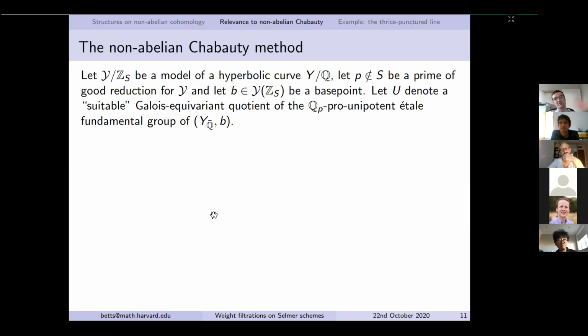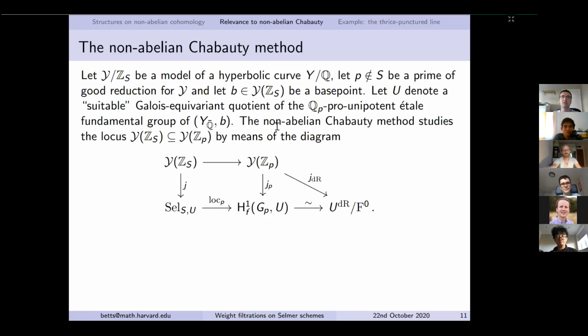So to begin with, I just want to very quickly recall what's going on in non-abelian Chabauty, though undoubtedly absolutely everyone here is an expert. So let's suppose we have an S-integral model of a hyperbolic curve. We pick a suitable prime and a suitable base point, and we also choose a suitable Galois equivariant quotient of the Q_p pro-unipotent étale fundamental group of the geometric generic fiber. By suitable here, I have a particular thing in mind, but this includes the quotients by the descending central series, quotients by the weight filtration, and also these extensions of the abelianization by Q_p(1), which are studied in quadratic Chabauty, at least in Jennifer Balakrishnan and Netan Dogra's first papers. All of these are suitable quotients to do non-abelian Chabauty with.